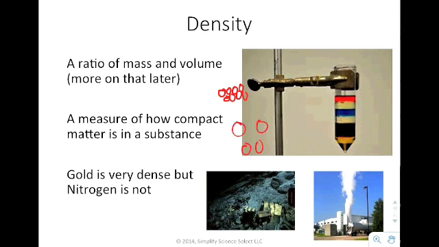Okay, an example of this is if you have something that's really heavy, like metal, it will sink in water, whereas ice will float. So that tells you a little bit about how compact the molecules are. Another example is gold, which is very dense. So gold will sink to the bottom of the ocean, whereas nitrogen, when it's released in the air, will actually float into the air.